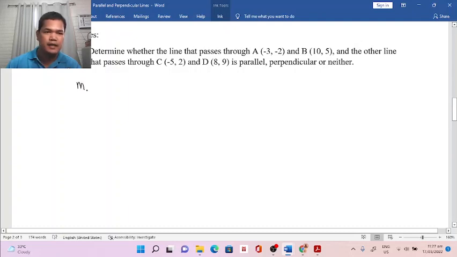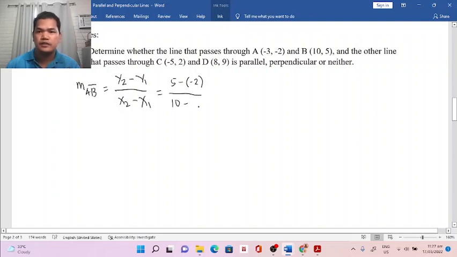The slope of AB is equal to our formula, y sub 2 minus y sub 1 over x sub 2 minus x sub 1. 5 minus negative 2 over 10 minus negative 3. So which is equal to, change the sign of the subtrahend and proceed to addition. 5 plus 2 is 7 over 10 plus 3 is 13.